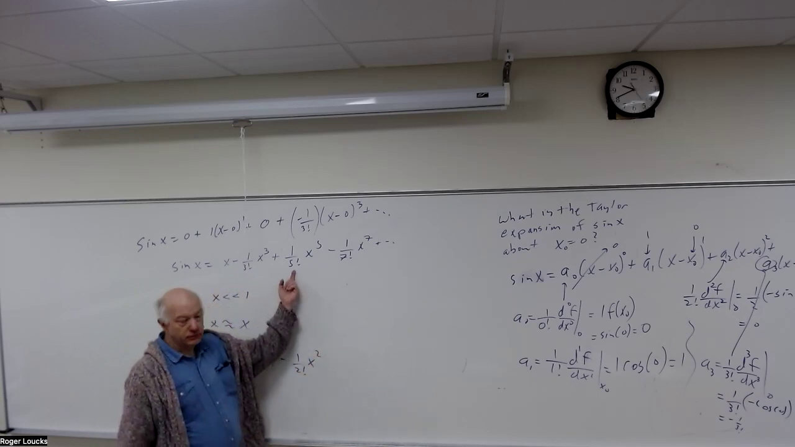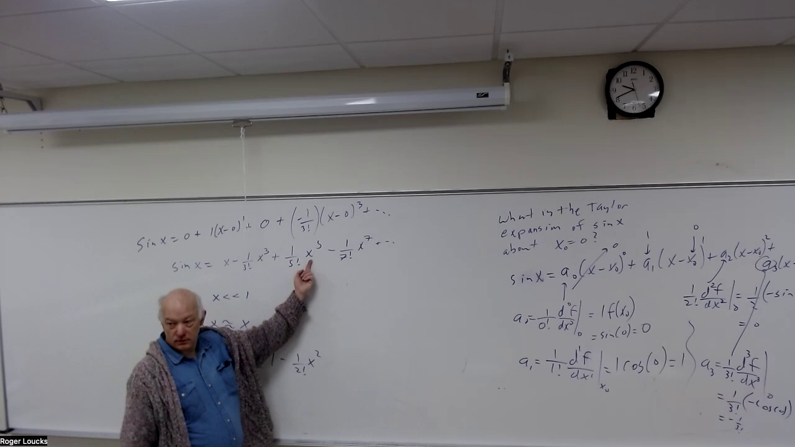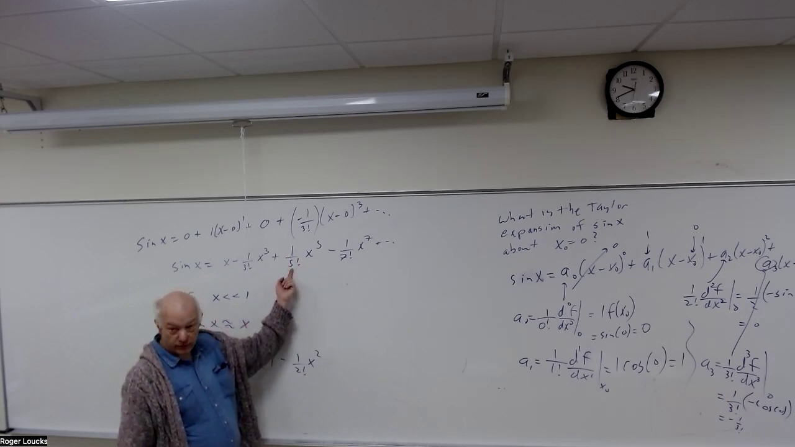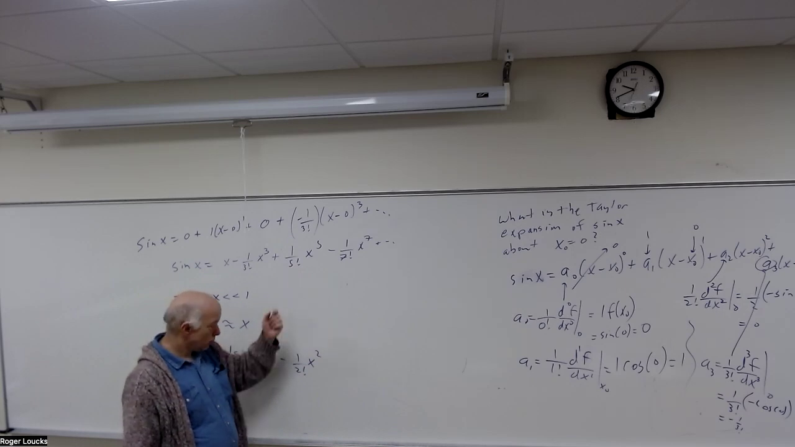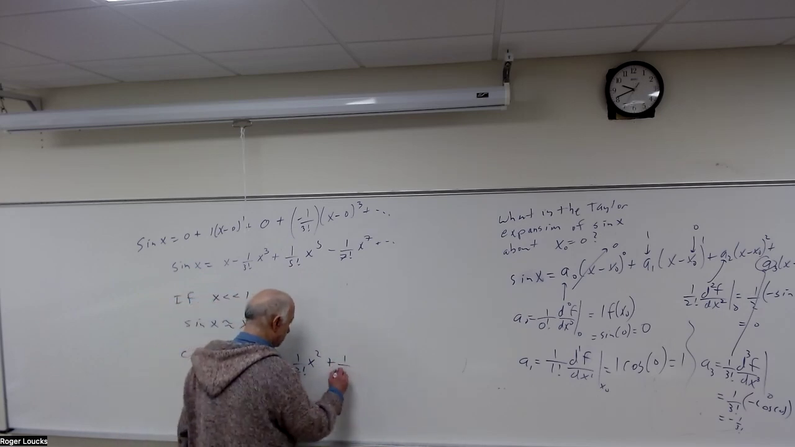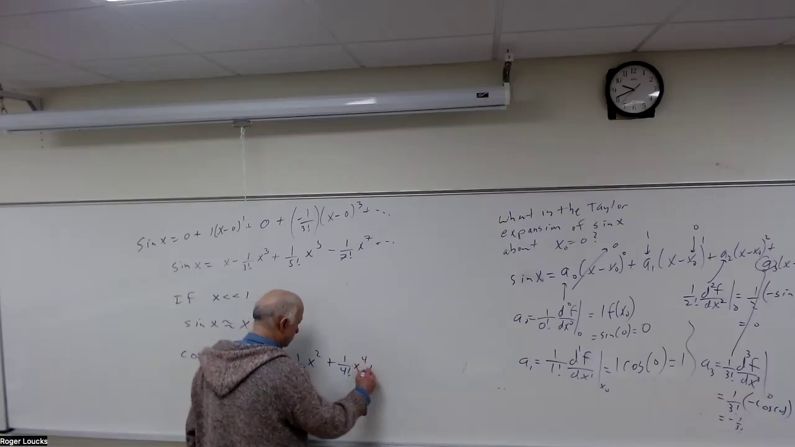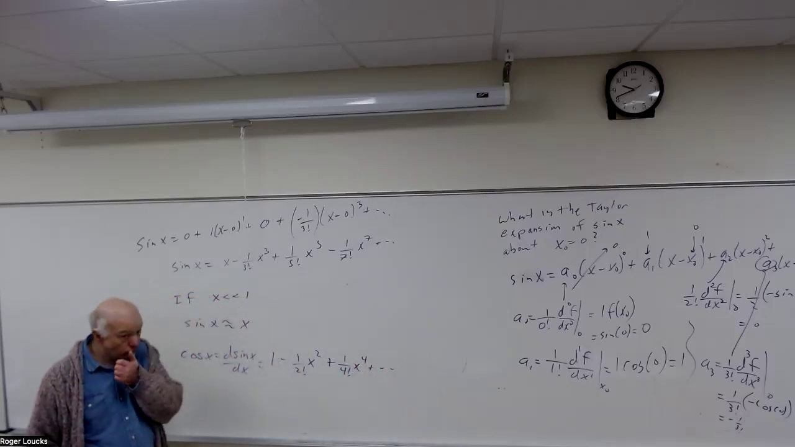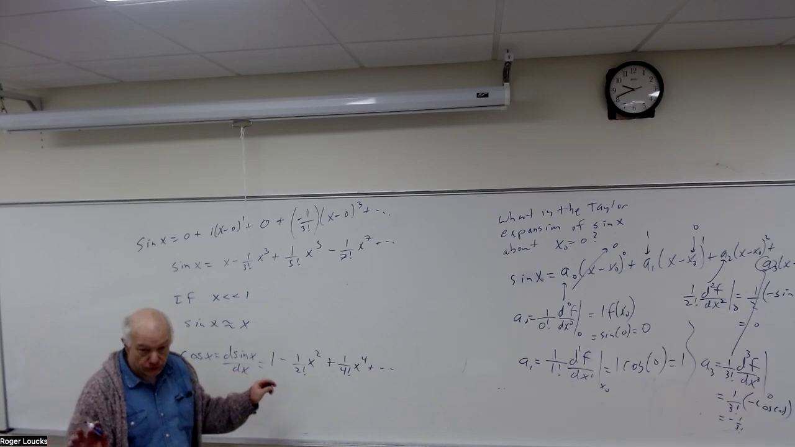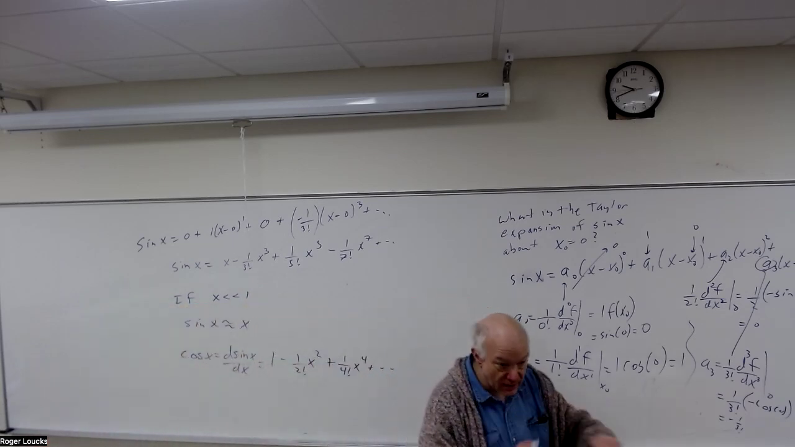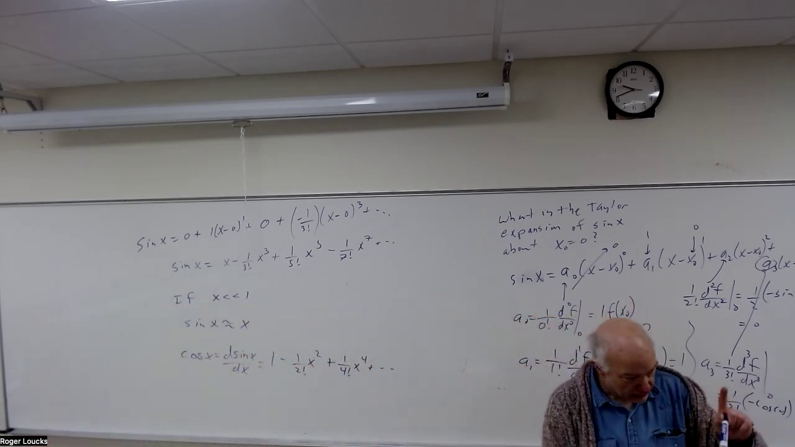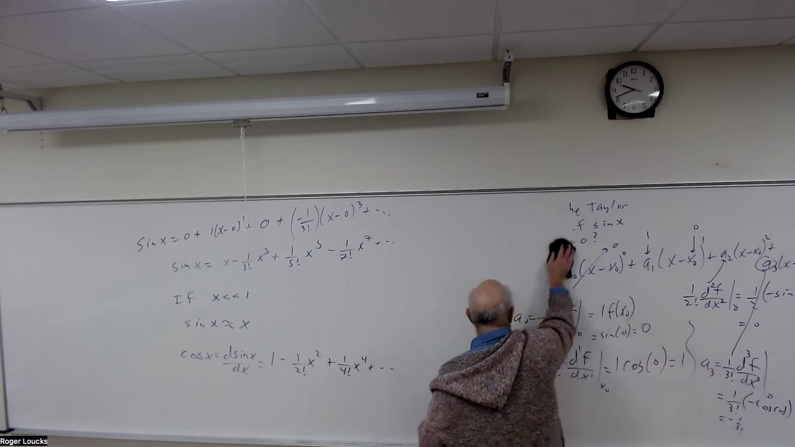What's the derivative of this one? x to the 5th is 5x to the 4th. 5 over 5 factorial is 1 over 4 factorial. Okay? Those you just have to know for the rest of your life. They occur everywhere. Absolutely everywhere. Now let me just show you where they come in.